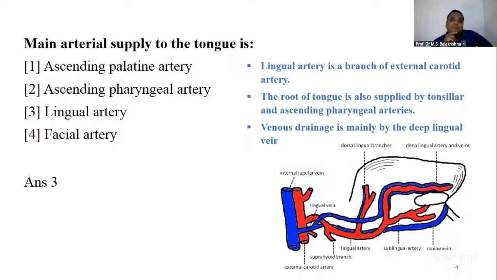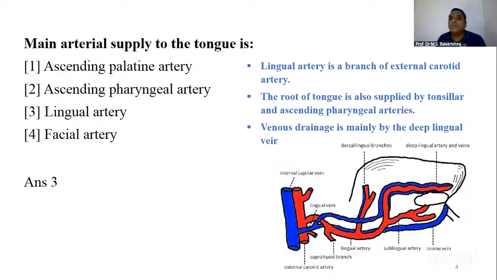The other part of the tongue, that is the root of the tongue, the back side, is supplied by tonsillar and ascending pharyngeal artery. These are branches of facial artery. So the branches of facial artery in the neck region are four: ascending pharyngeal, tonsillar, glandular, submental.